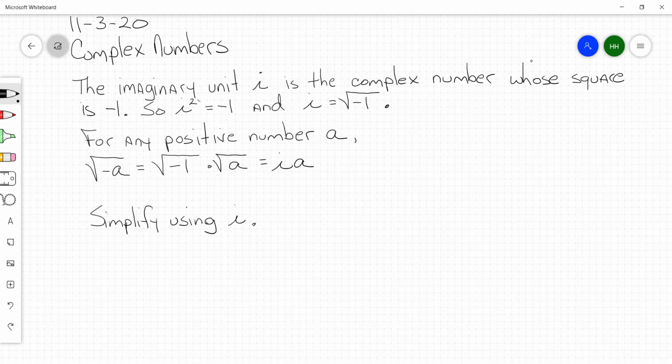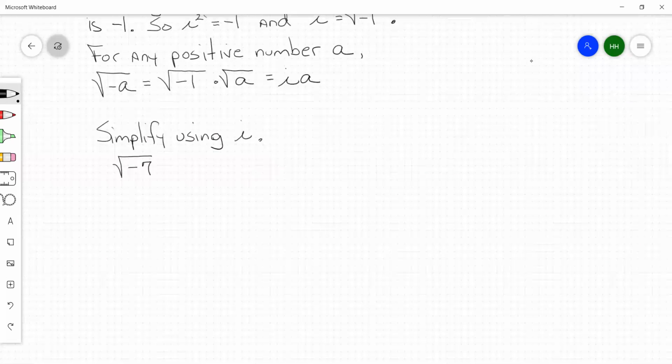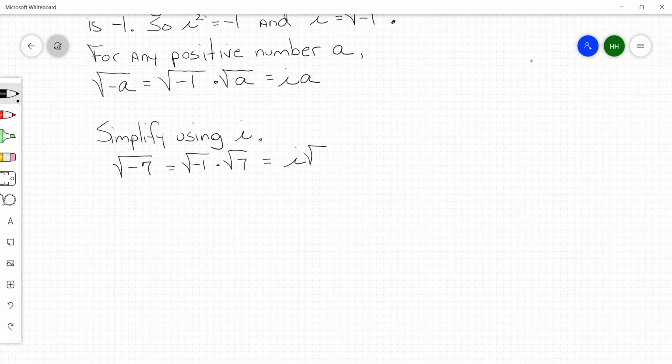So if you have to simplify using i, and you have the square root of -7, say, the square root of -7 is equal to the square root of -1 times the square root of 7. And since the square root of -1 is equal to i, then if we simplify this using i, it simplifies to i radical 7.